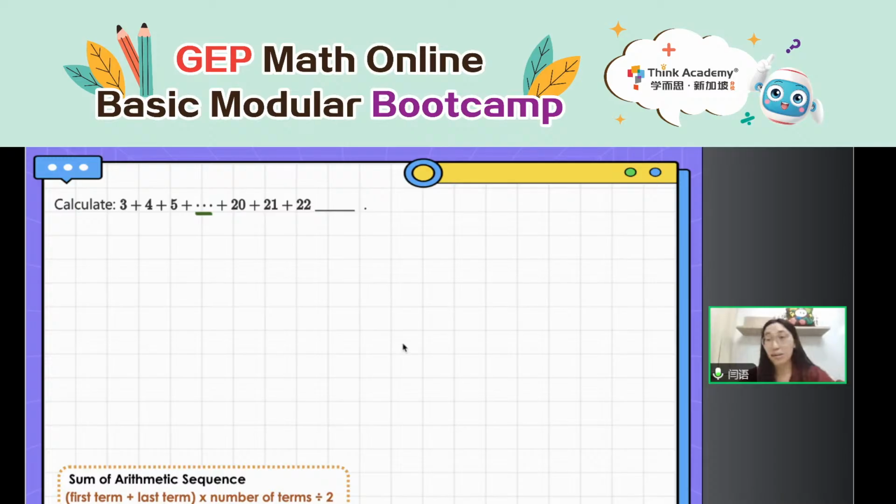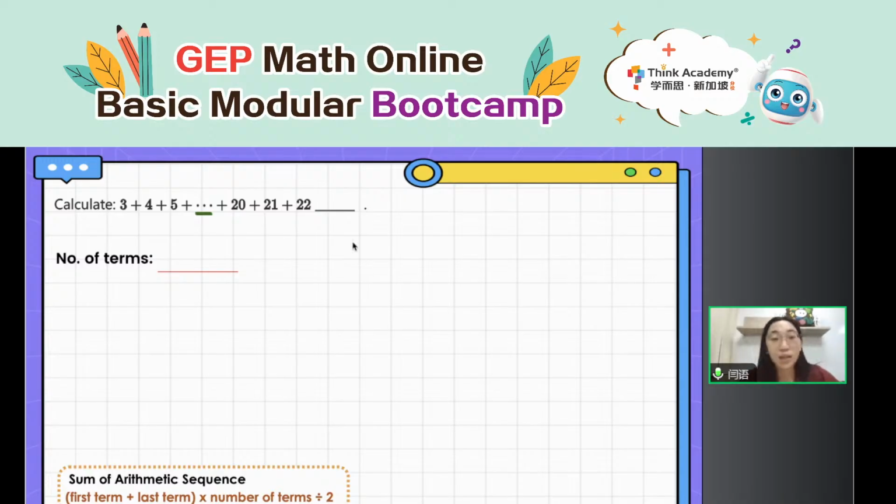Okay. Firstly, everyone, could you please tell me how many terms there are from number 3 to number 22? It is not just 22 minus 3. Pay attention. From number 1 to number 22, there are 22 numbers, right? But actually here, you only remove number 1 and number 2. You don't need to remove number 3, okay?